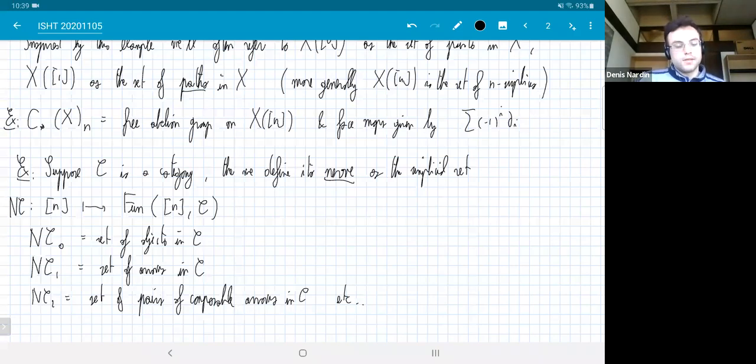And some of you took the algebraic K-theory class last semester. You might have seen this already and seen that this is in fact a fully faithful embedding of categories into simplicial sets. But we're not really going to use this.